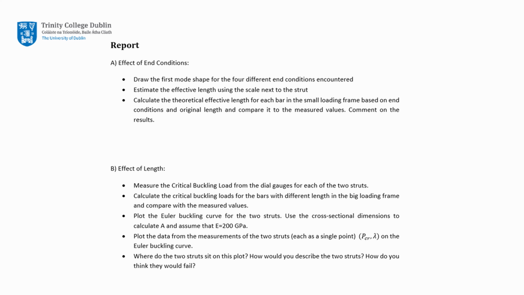Part B, effect of length. Measure the critical buckling load from the dial gauges for each of the 2 struts. Calculate the critical buckling loads for the bars with different length in the big loading frame and compare with the measured values. Plot the Euler buckling curve for the 2 struts. Use the cross-sectional dimensions to calculate A and assume that E is equal to 200 gigapascals. Plot the data from the measurements of the 2 struts, each as a single point, on the Euler buckling curve.